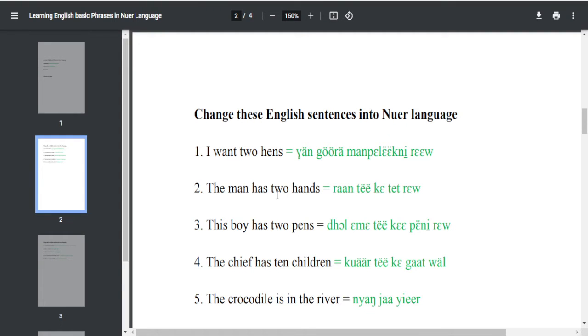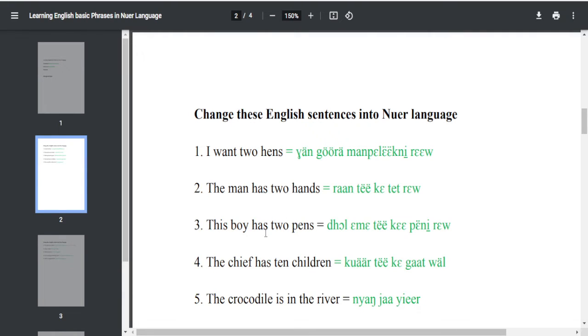The man has 2 aunts. Raan te kɛtɛrɛ. Te means has. Wherever you will see has in the sentence, you are going to see te in Nuer language. The man has 2 aunts. Raan te kɛtɛrɛ. Number 3.